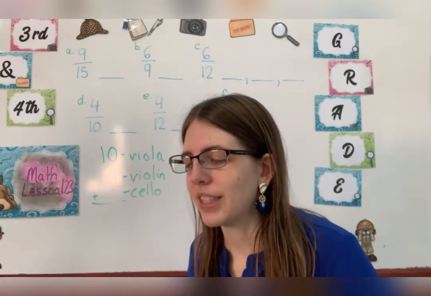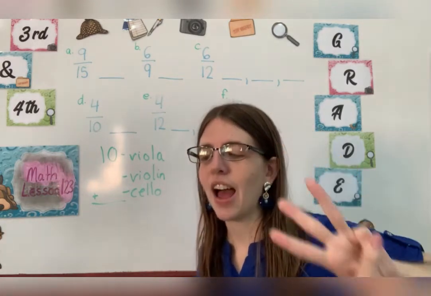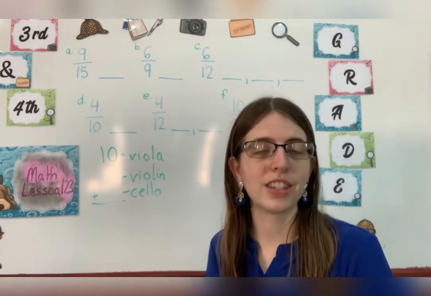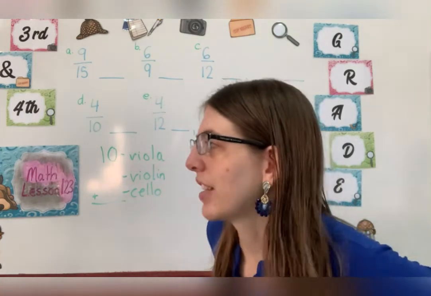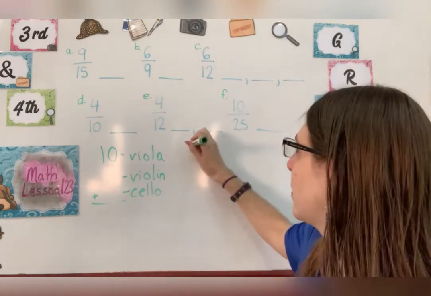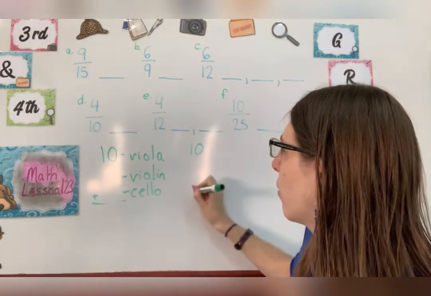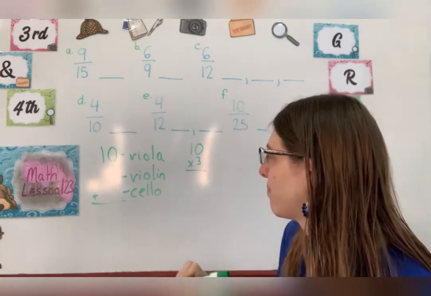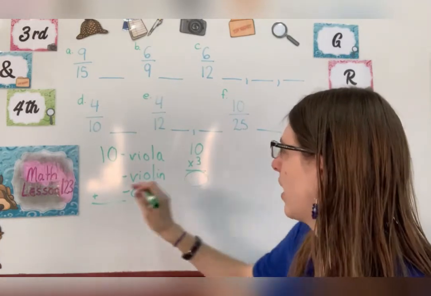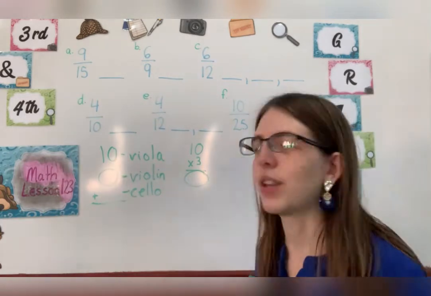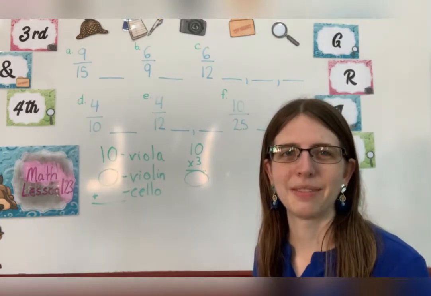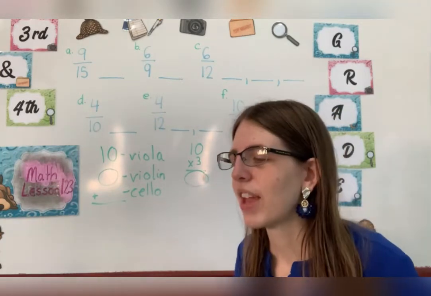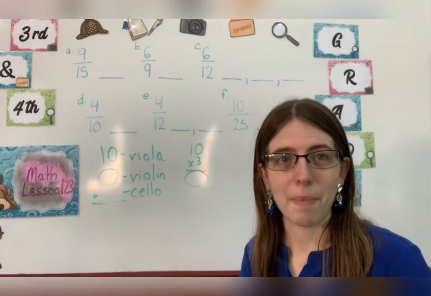Now my problem says she has 3 times as many violin students as viola students. So let's start there. If she has 3 times as many, that means we take the number of students she has for viola, which is 10, and we multiply that by 3. Take your answer and put it here for violin students. Okay, so that's how you find that number.